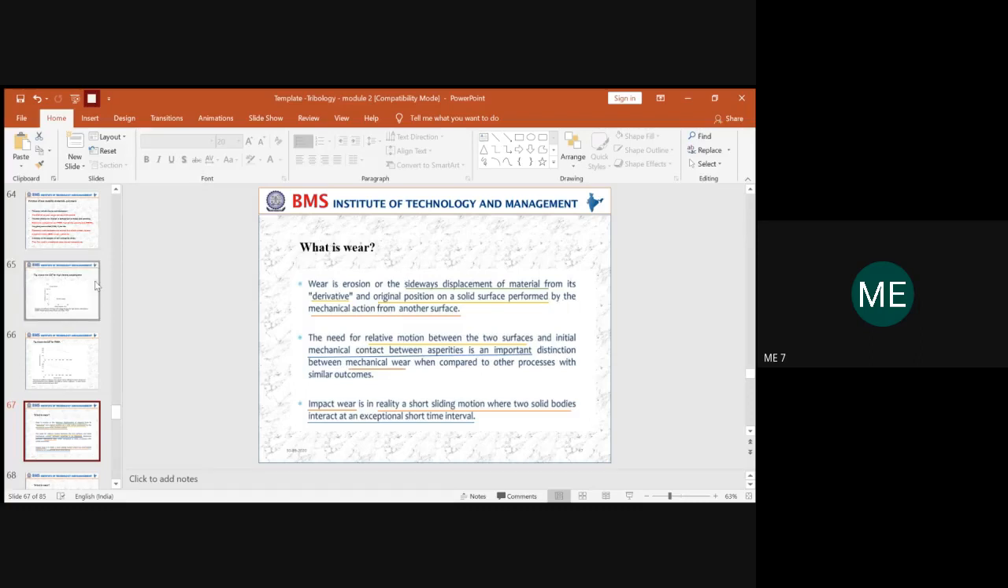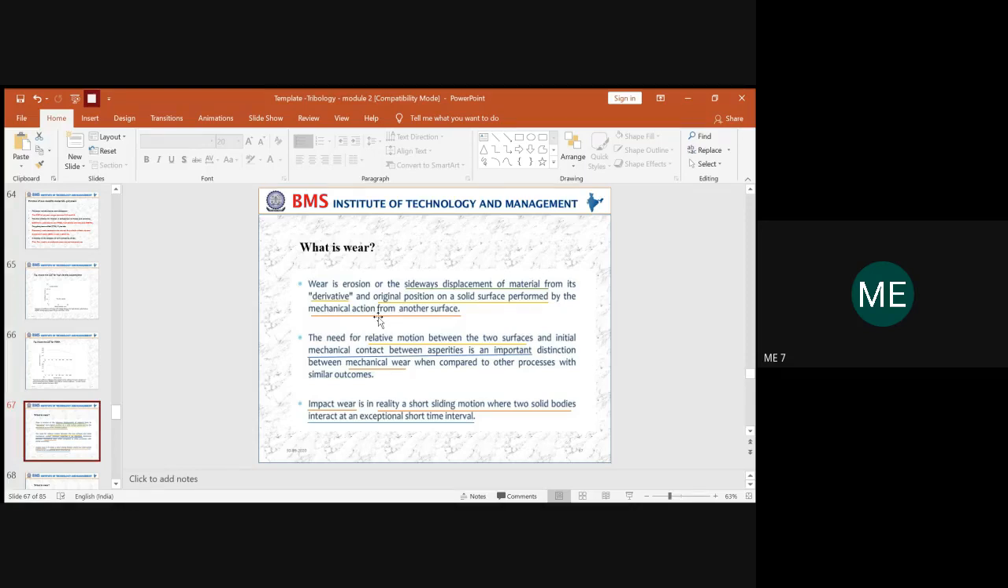So when you have mating components which slide against each other, the asperities will come across sideways, and hence these are called derivatives. So you will have some surface formation in addition across the contact area, and that helps in forming a change in the original position of the solid surface. That is due to the mechanical action that comes across with respect to the other mechanical component.